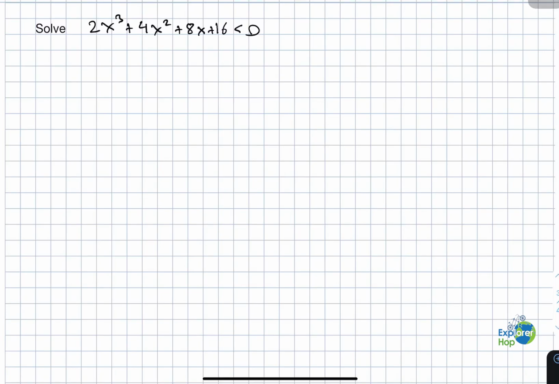Today we will be solving 2x^3 + 4x^2 + 8x + 16 < 0 without using a graphing calculator or any graphing technology.